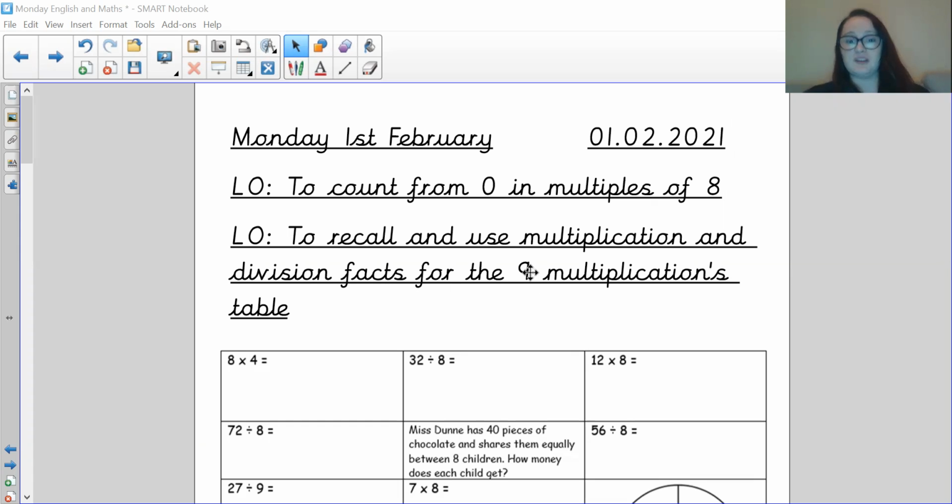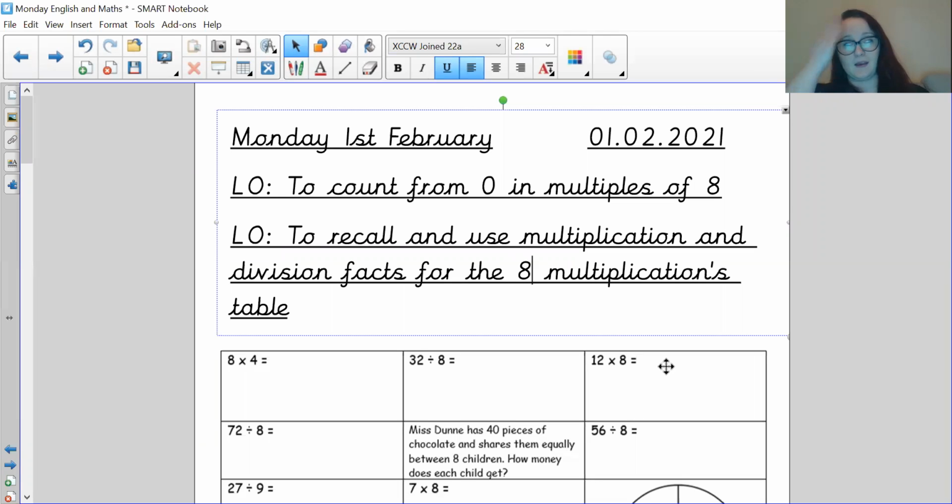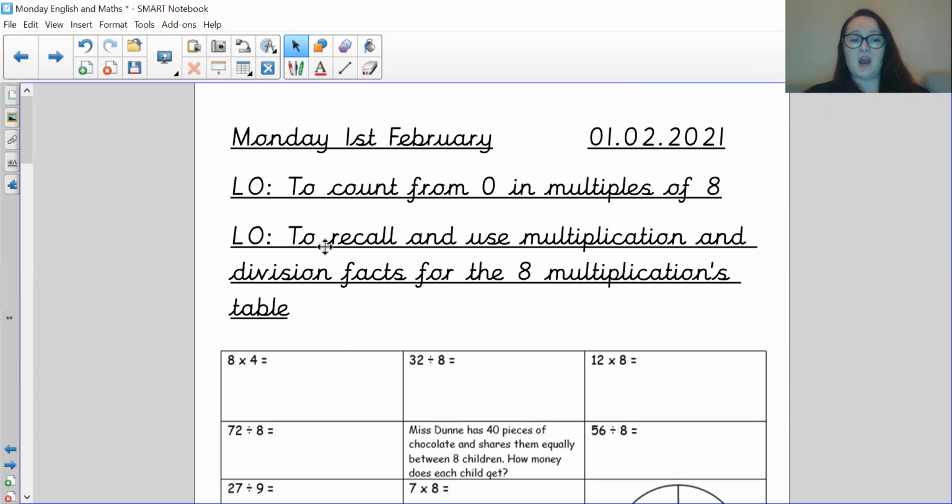Now, Miss Dunn's just noticed she has done a spelling mistake. Oh, silly Miss Dunn. Now, what we're going to be doing, we are going to be counting from 0 in multiples of 8, and we are going to be recalling and using multiplication and division facts for the 8 multiplication table. Now, do not watch the rest of this video if you have not watched the times table song on the 8 times table or had a game of hit the button on the 8 times table. So once you've done that, you can continue watching this video, okay?